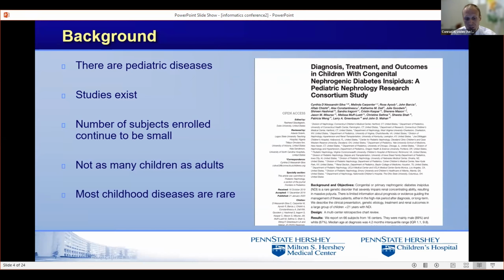While the findings are important, there were only 60 subjects. So the study was underpowered, and a prime example that there are not as many children as adults when trying to evaluate important questions such as this. So childhood diseases are rare, which is good. That means a lot of our pediatric patients are healthy.